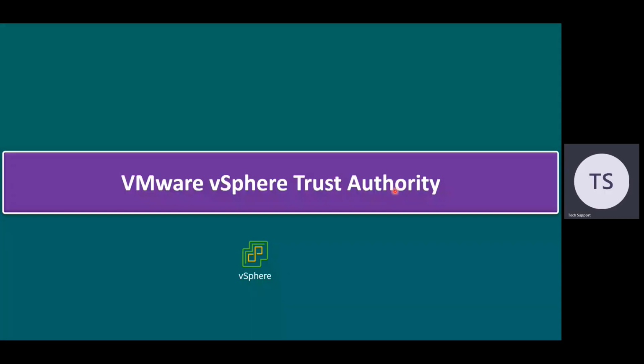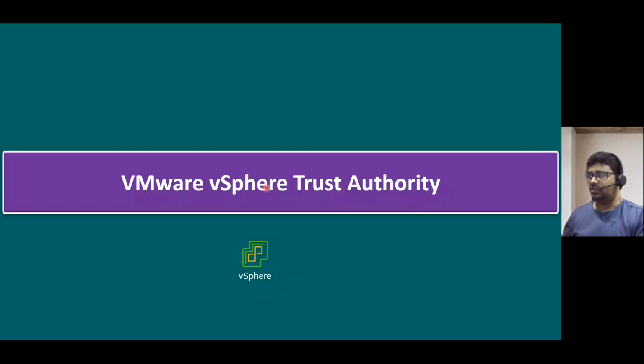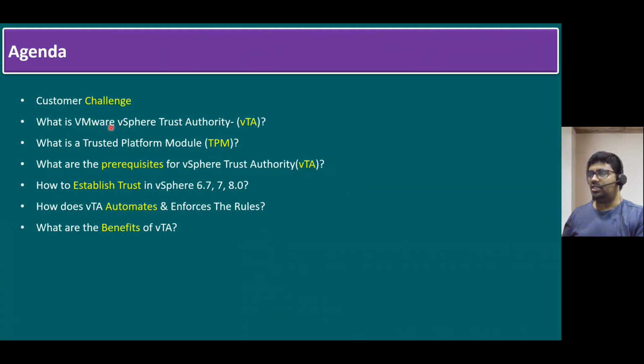VMware vSphere Trusted Authority. In short form, we call it vTA. Okay, and here is the agenda. First, let's introduce the main customer key challenge and what is the vSphere Trust Authority. We should also be aware of what is a Trusted Platform Module, in short form TPM, and what are the prerequisites for vSphere Trust Authority, and how to establish trust in vSphere starting from 6.7 and the latest version 8.0, and how does vTA automate and enforce the rules, and what are the key benefits of vTA.